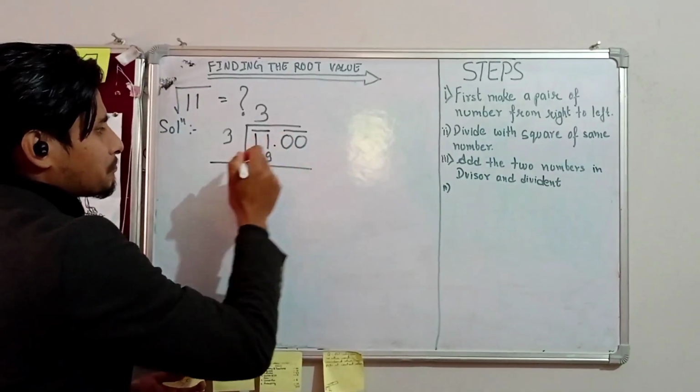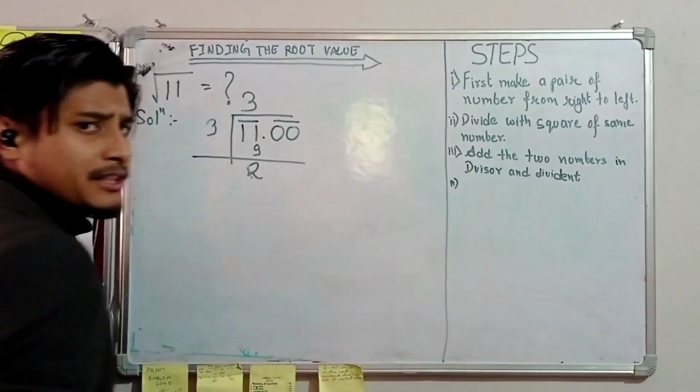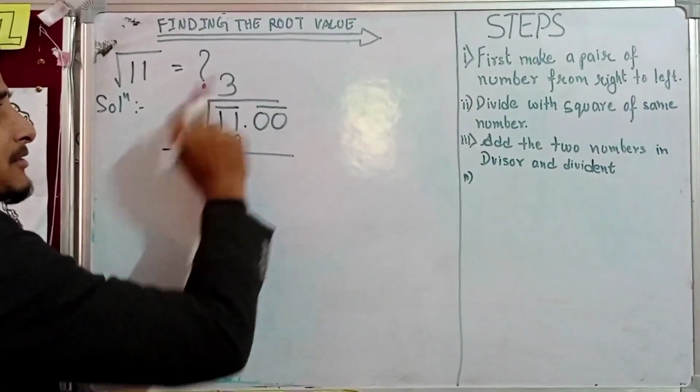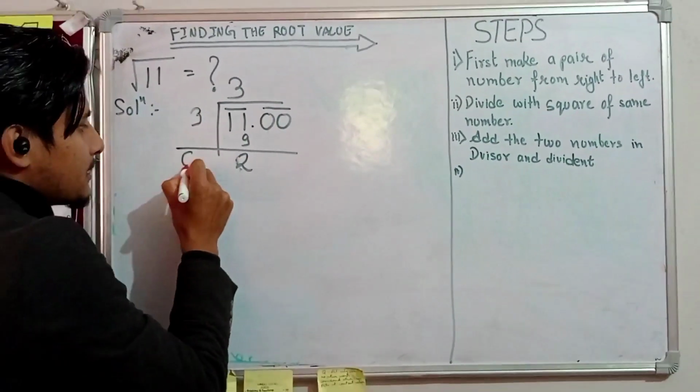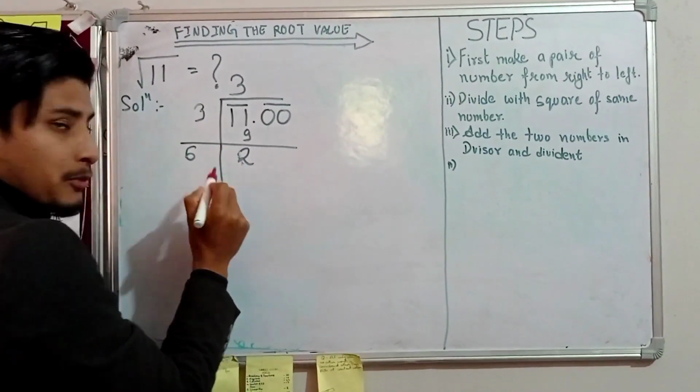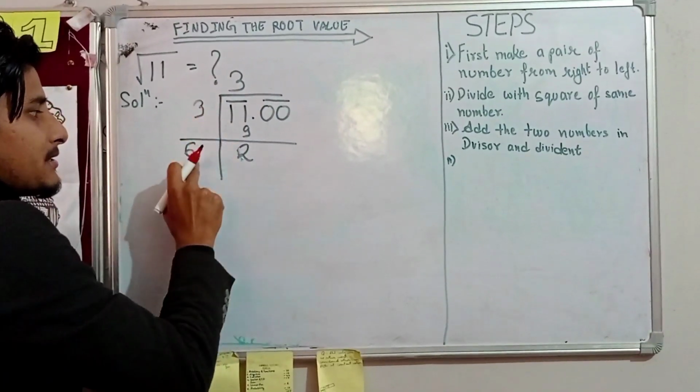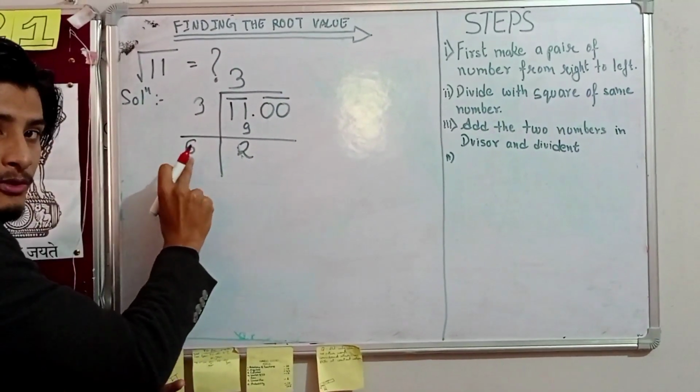After this we'll add this 3. As I said in the third step, we'll add the 3. 3 plus 3 will be 6. I hope you understood. You will write that number here.